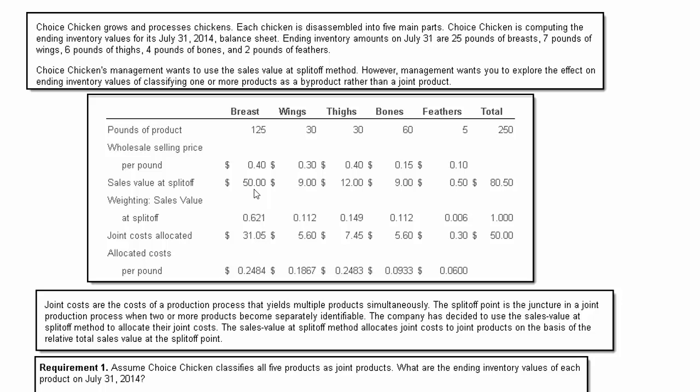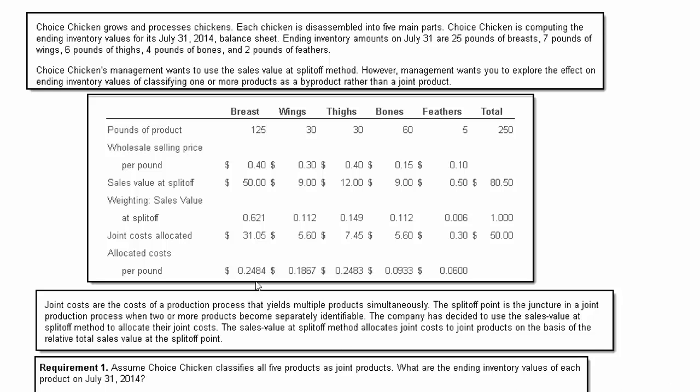Okay, then they calculate a joint cost allocated, and they do this in this table off of the sales value at split-off. So we take $50 times 0.621, and they come up with 31.05. Then they took the same $50 times 0.112 to come up with 560, the same $50 times 0.149 to come up with 745, and so forth. And finally, they provide us with the allocated cost per pound.